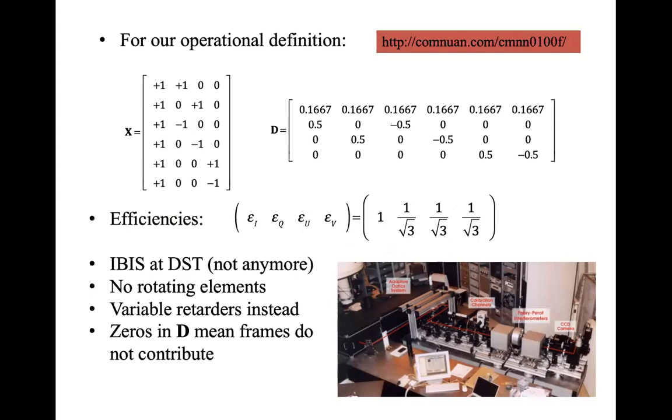So, anyway, examples. This is the one we just saw, the six-measurement, the original one, the operational definition of the Stokes parameters. This is the modulation matrix. This is actually a website where you put your matrix and it gives you the whole Moore-Penrose pseudo-inverse. That's how well known they are. They are really well known and used for many other things.